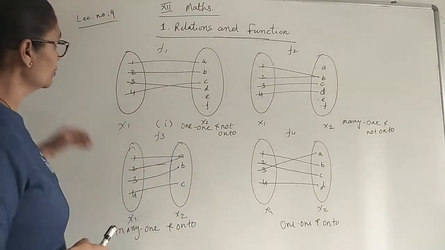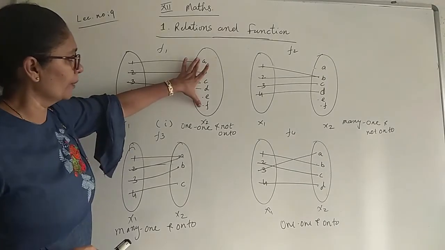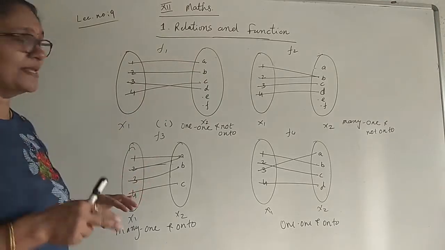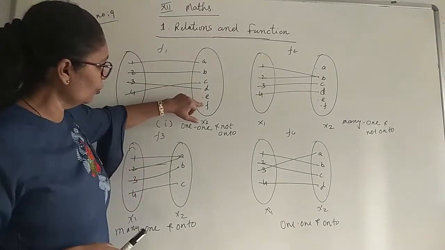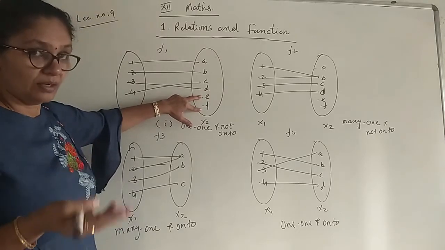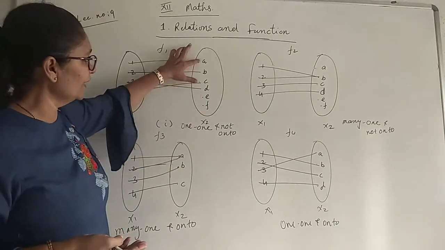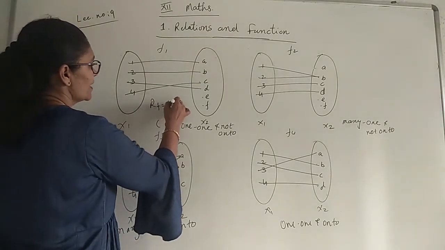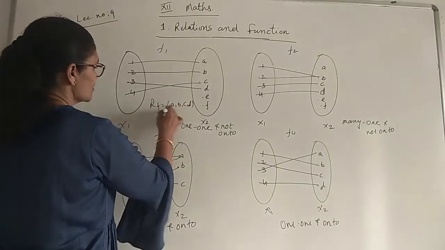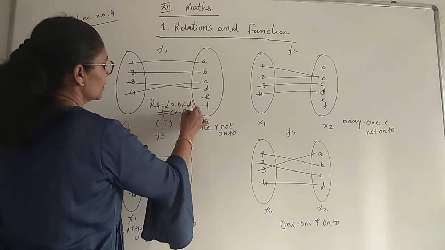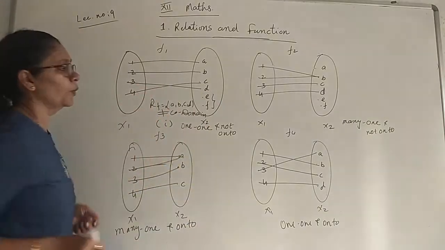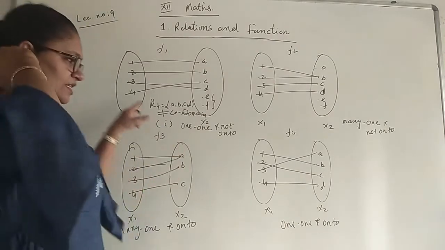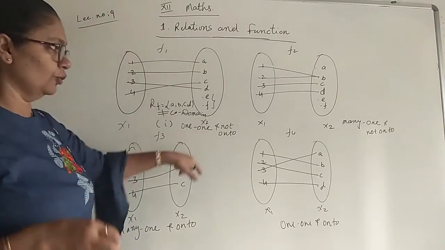Why not onto? Because this is your codomain, and your answer is A, B, C, D. Means the range is what? A, B, C, D. So here, in your range and codomain, 2 terms are missing in the range. So the range of this function you can say is A, B, C and D, which is not equal to the codomain, because in the codomain E and F, both terms are there. So what is the meaning of it? This is not onto. Means this function is one-one but not onto.